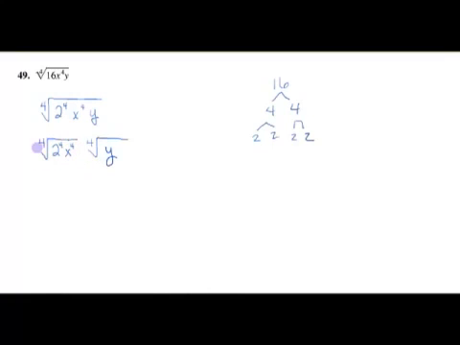Now I simplify my perfect radical. So the fourth root of 2 to the 4th is 2. The fourth root of x to the 4th is x. And then I have my leftover radical of the fourth root of y.